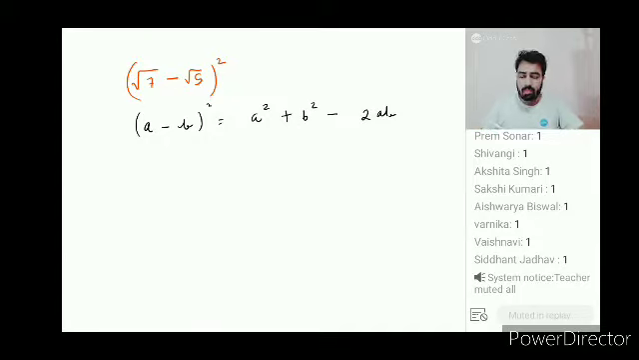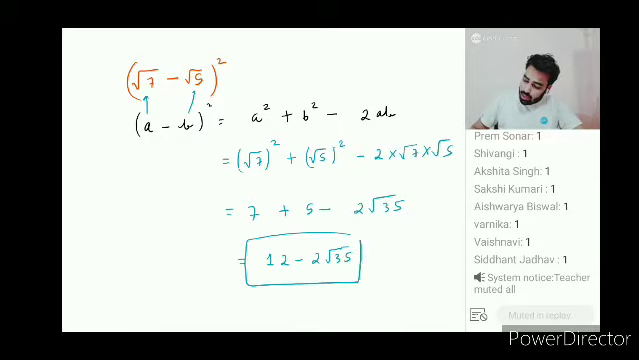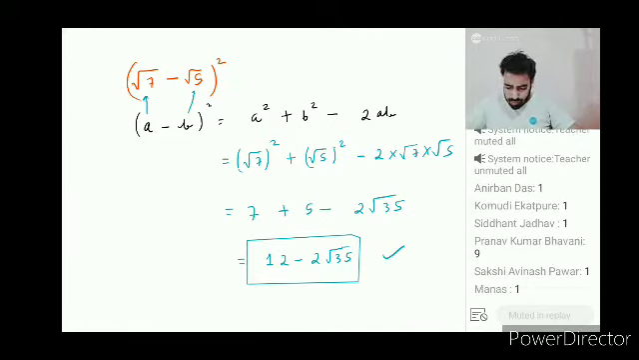Everyone listen properly. If you see here, A is root 7, B is root 5. Substitute the values. So this is root 7 square, this is root 5 square, and this is 2 into root 7 into root 5. Then I'll simplify: root 7 square is 7, root 5 square is 5, minus 2 root 35. That will give me 12 minus 2 root 35. So if calculations are coming in this manner, we need to simplify. Did you understand, children? It's simple, right?